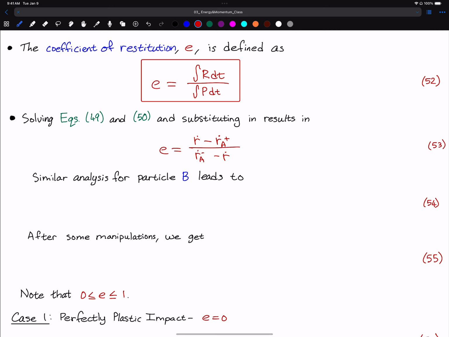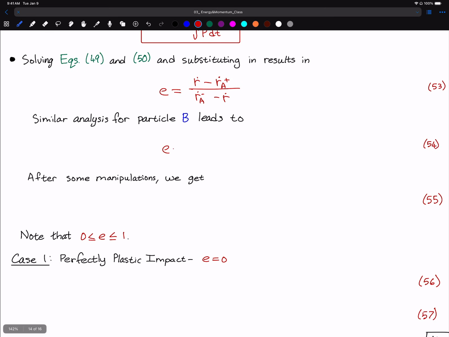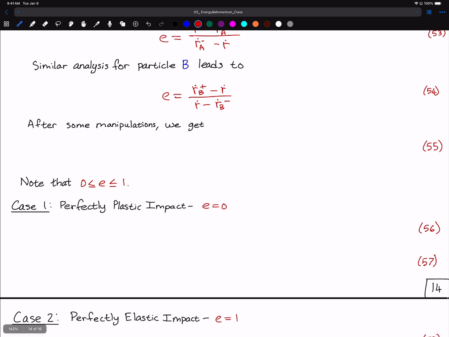You can do the same analysis for particle B, and this then leads to e being equal to the fraction ṙ_B plus minus ṙ divided by ṙ minus ṙ_B minus. And then you can manipulate and do some algebra, and then you'll be able to show here that e is equal to ṙ_B plus minus ṙ_A plus, all that divided by ṙ_A minus minus ṙ_B minus.